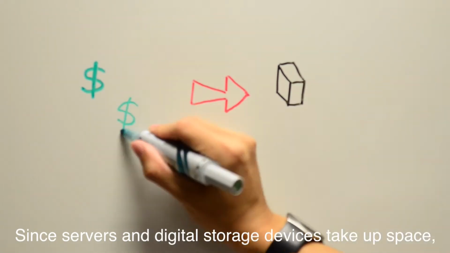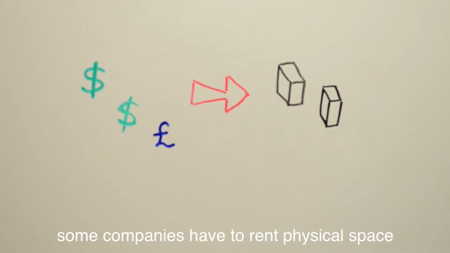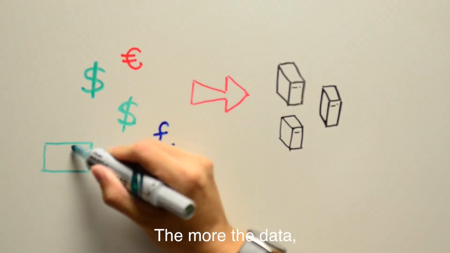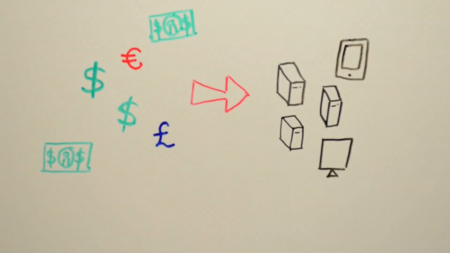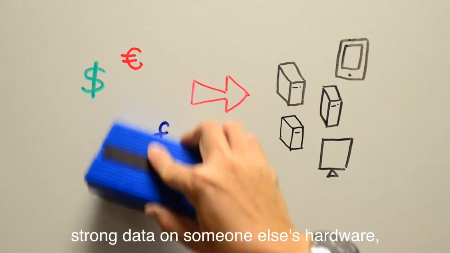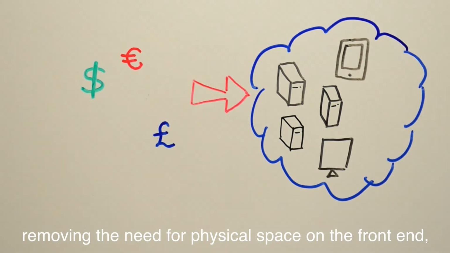Since servers and digital storage devices take up space, some companies have to rent physical space to store servers and databases. The more the data, the more the space, the higher the cost. Cloud computing allows these companies the option of storing data on someone else's hardware, removing the need for physical space on the front end, saving up the cost.